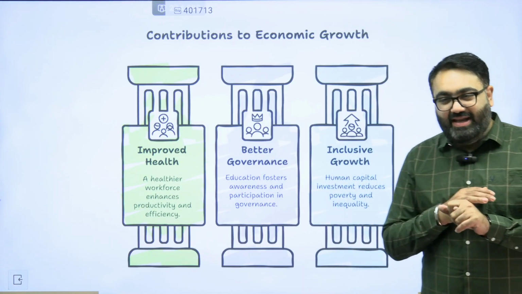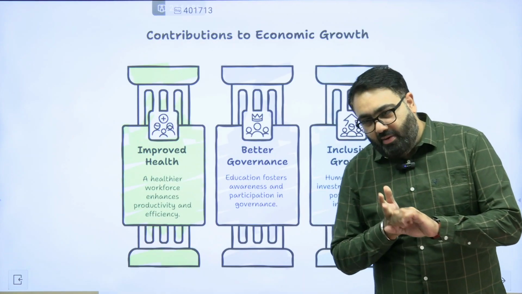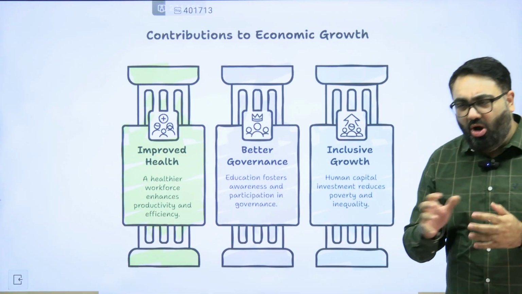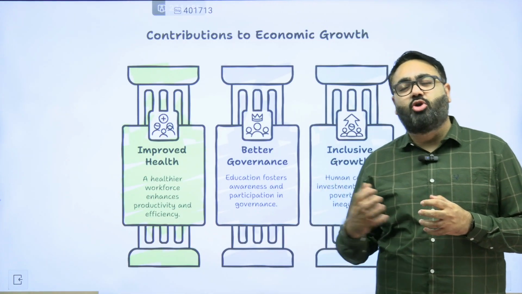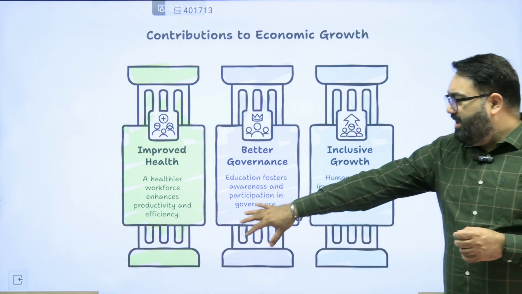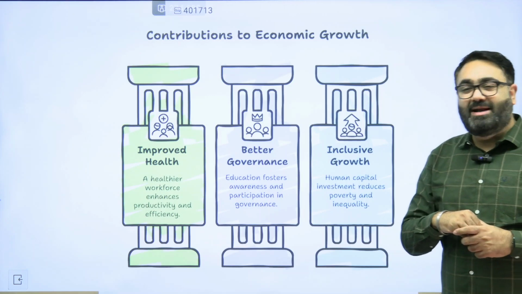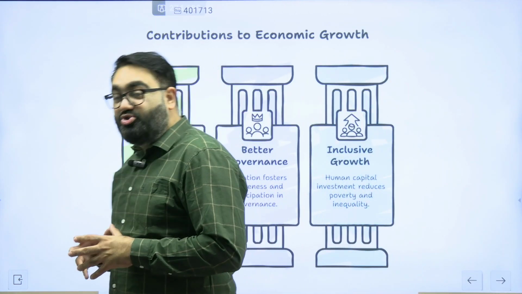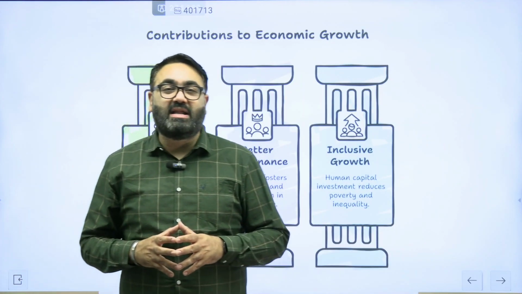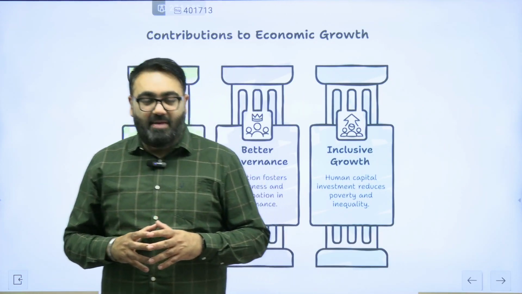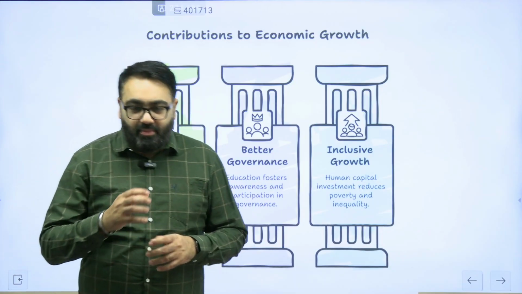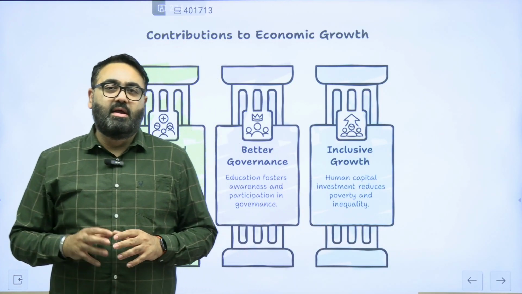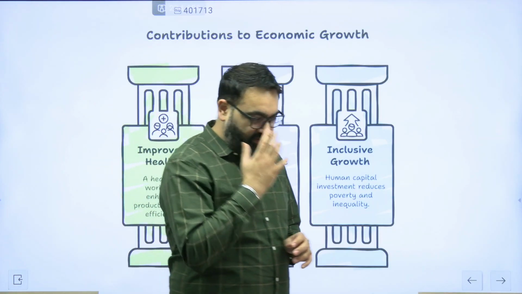People not falling ill, people not being a burden on the government infrastructure, healthcare infrastructure, it is all a contributor to economic growth. Similarly, education also means that people are more aware of their duty towards the country. Education is not just about people getting a job. For example, when people are more educated, they are more aware of their responsibility towards the country. Let's take a very simple example.